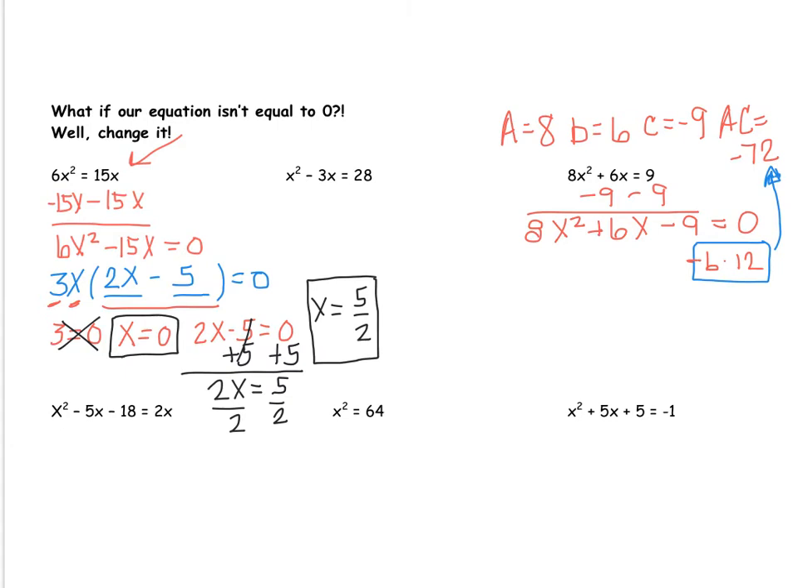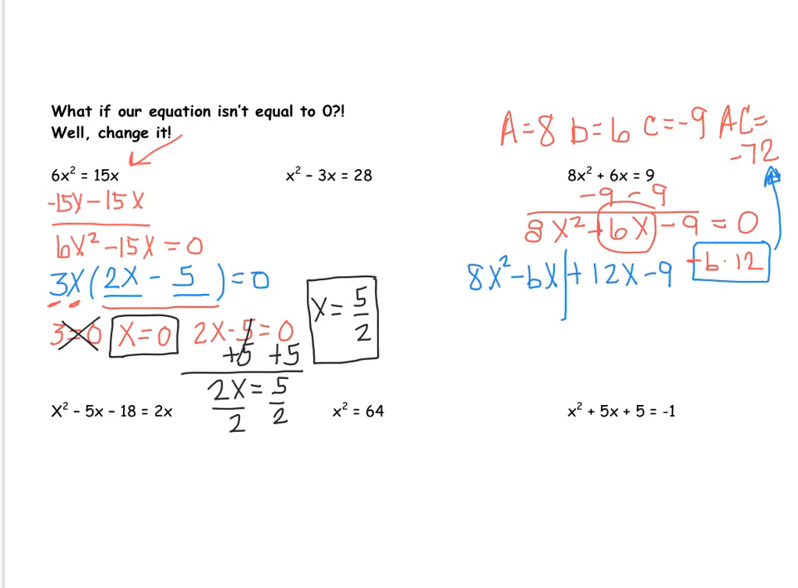So I'm going to use that, and I'm going to replace this middle term with those. So I go 8x squared minus 6x plus 12x minus 9. Now remember, when you're doing your AC method, you cut it in half.